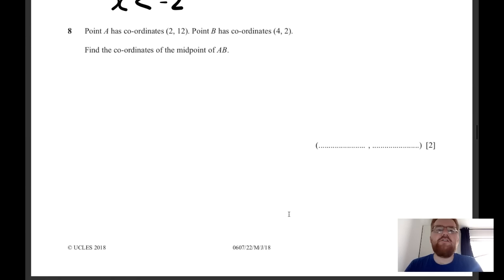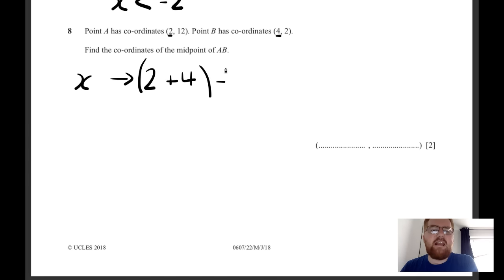So point A has coordinates 2, 12. Point B has coordinates 4, 2. Find the coordinates of the midpoint of AB. So what we want to do is compare like coordinates. So these are the x coordinates, and then we want to find halfway between them. So to find halfway between the x coordinates, we add the two numbers together, so 2 plus 4, and then we divide the answer by 2. We're finding the average of the two numbers, if you want to put it that way.